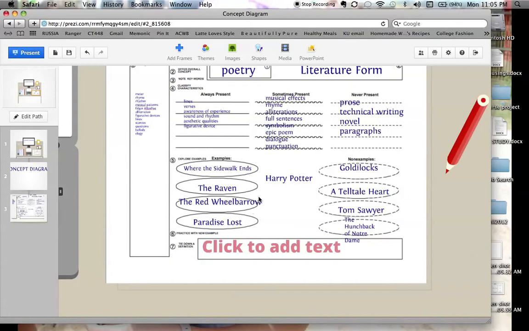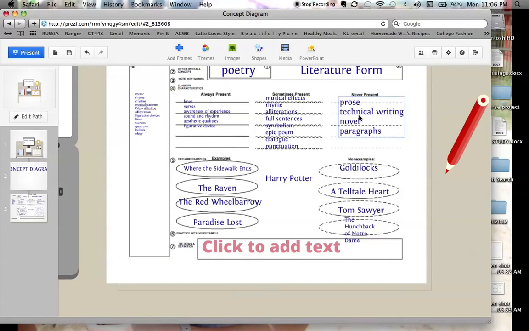But just as an example, we'll go through, is it written in lines? No, then it's probably not a poem. We know that from the start. Verses, no. There's an awareness and an experience, not really any sound or rhythm or aesthetic qualities, although there are figurative devices. So we've got some of these, but not all of them. Sometimes present, rhyme, alliterations. We've got full sentences, some symbolism. We've got dialogue and punctuation. So we've got some of these.